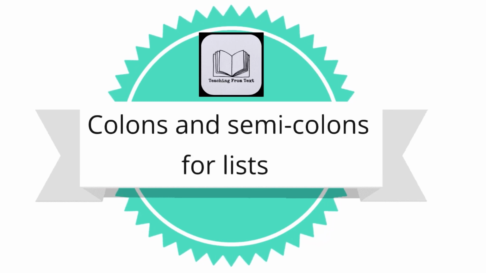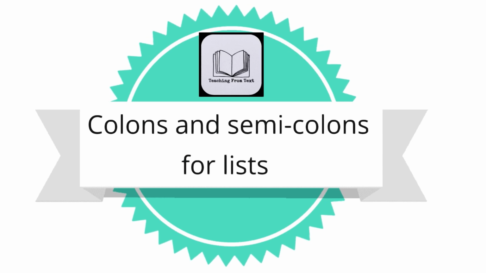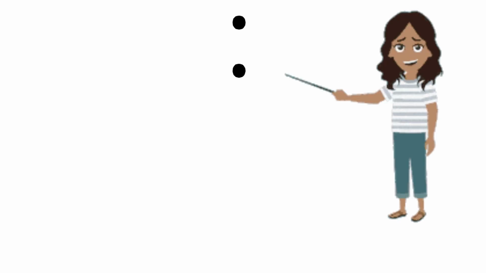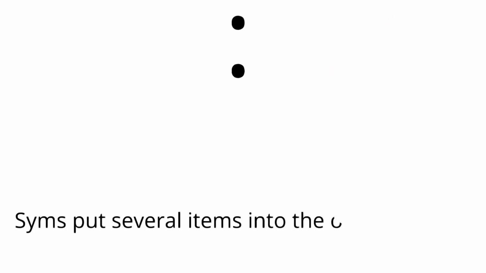Colons and semicolons for lists. A colon is one dot on top of another. It can be used in a few different ways. One way is to introduce a list. The clause before the list and the colon should make sense on its own.